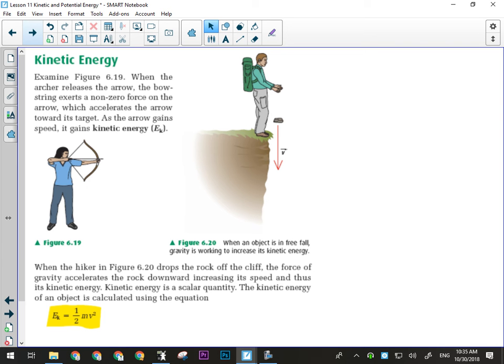Now, kinetic energy is affected by only 2 things. It is affected by mass and speed. Now, that relationship does not work like the potential energy relationship does. In potential energy, height is linearly related to energy. That is, if I double the height, I will have twice as much energy. Everybody follow? In kinetic energy, it's exponential. If I double the speed, I have 4 times as much energy.